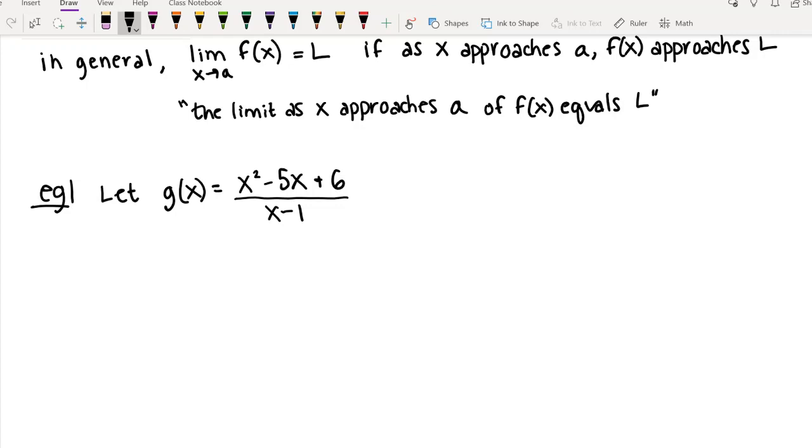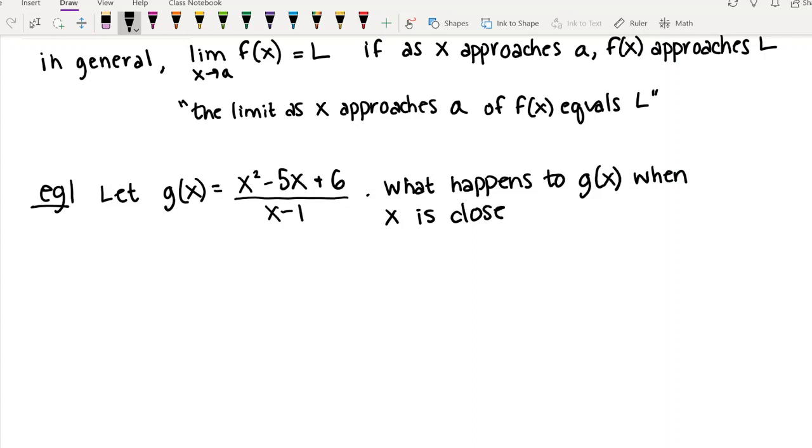And we're going to try to figure out the limit. We'll see that there's a couple of new things that are going to come up. So I'm just going to write it this way. I'm going to say, what happens to g of x when x is close to 1? Because we can't plug in 1 for x, right? Because that would make this function undefined, because we would be dividing by 0.